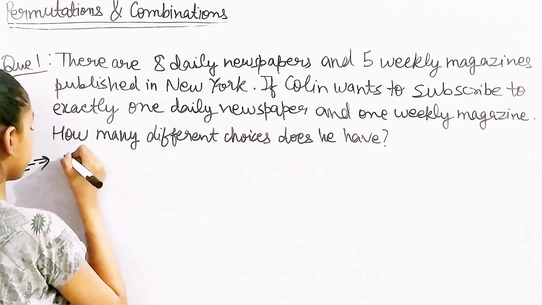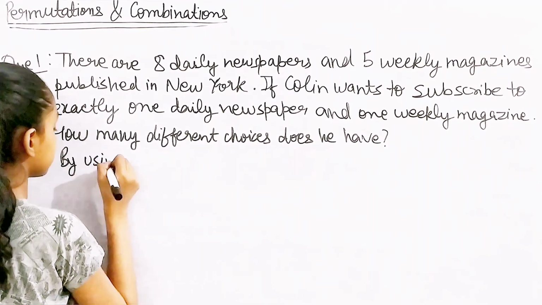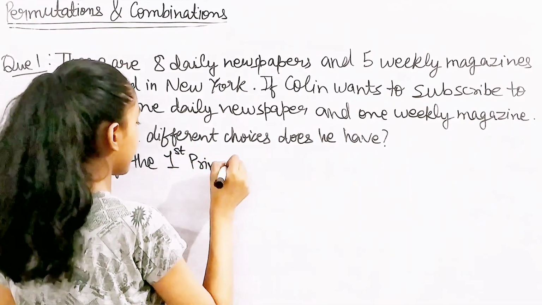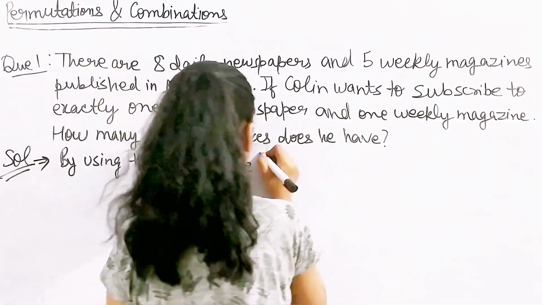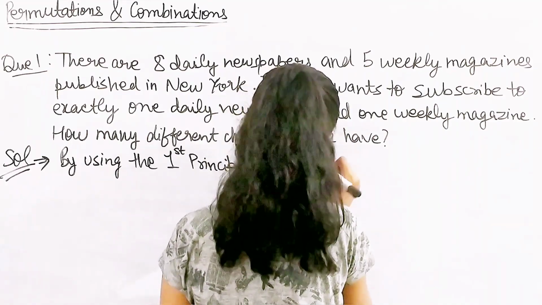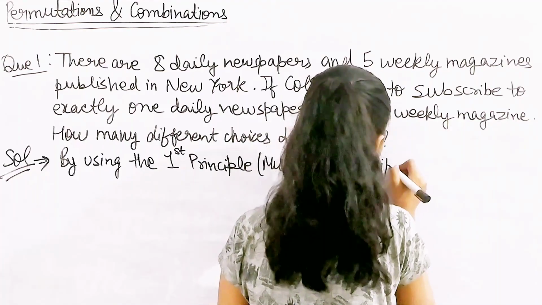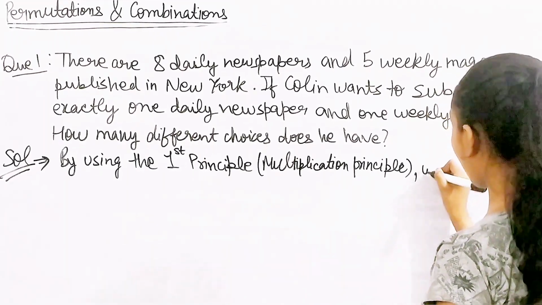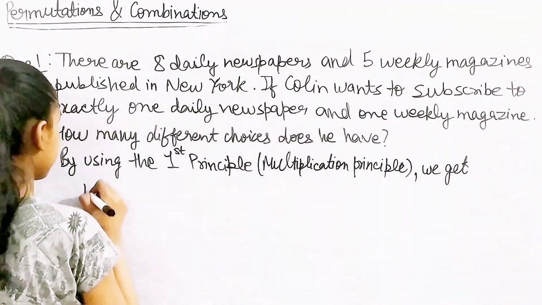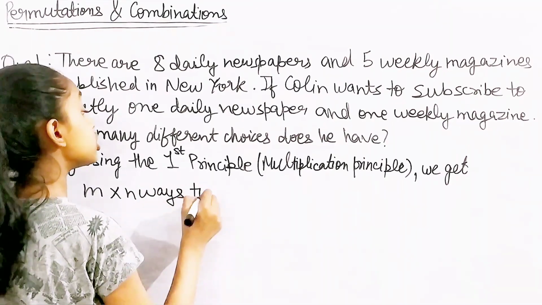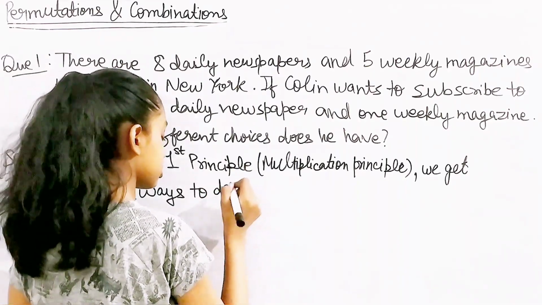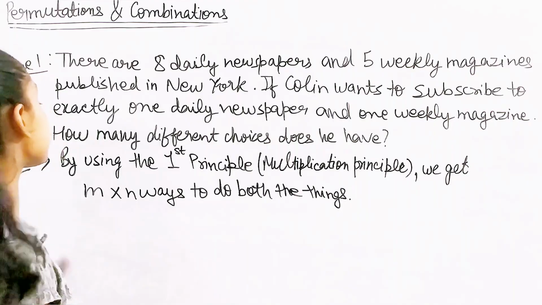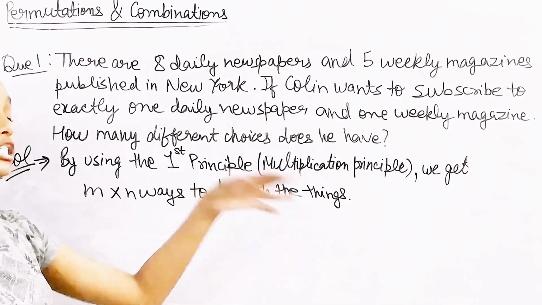So by using the first principle, and let's write in the bracket too, that is the multiplication principle, we get M into N ways to do both the things, right? If it's clear, then let's move on.